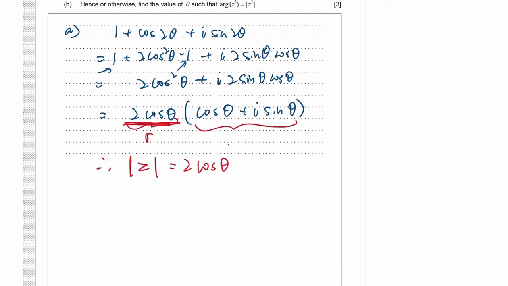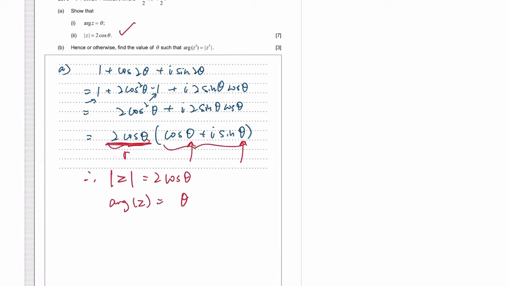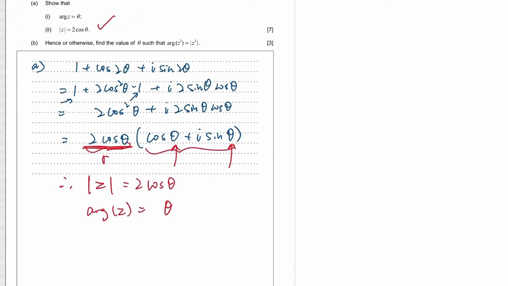And whatever the thing inside the cosine plus i sine is the argument. No, theta. Alright. So if you know what to do, it's actually easy. And then part B looks crazy.